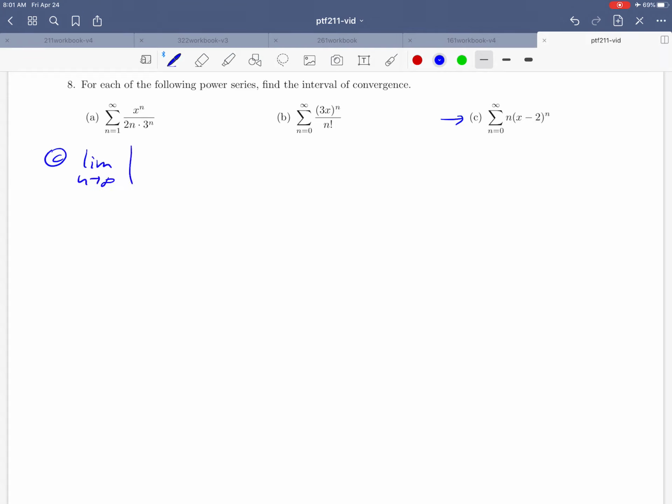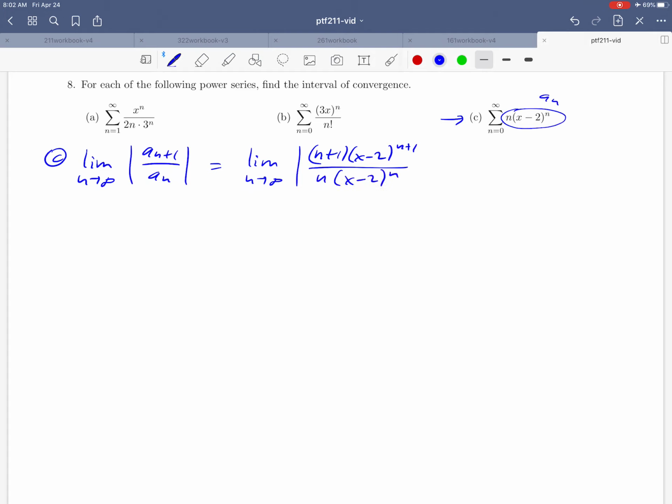So we're taking the limit as n goes to infinity of the absolute value of a_(n+1) over a_n, where a_n again is just our name for the nth term in our series. All right, so if we fill that in, a_(n+1) is going to be the term in our series that we get by substituting n plus 1 in for all of our n's. Okay, and we're going to divide that by a_n, which just looks like n times (x minus 2) to the n.